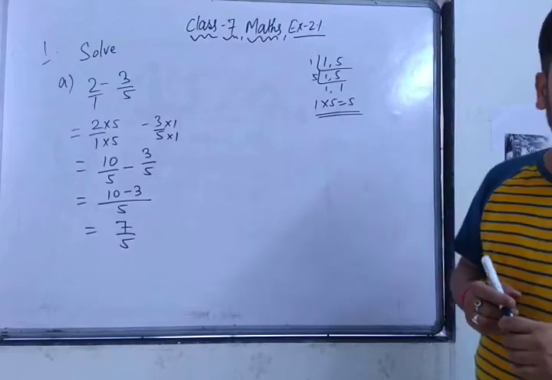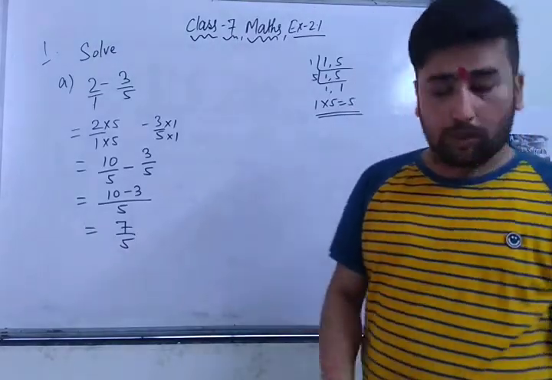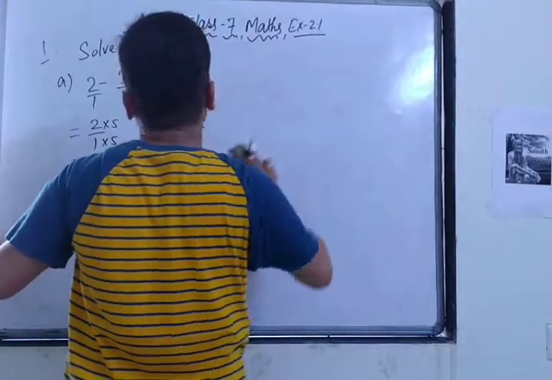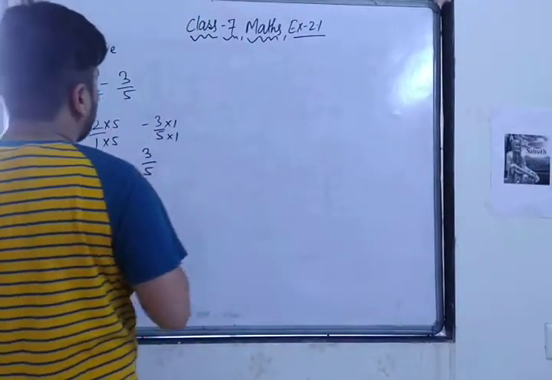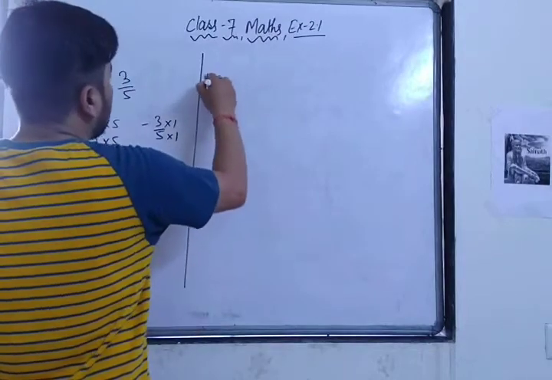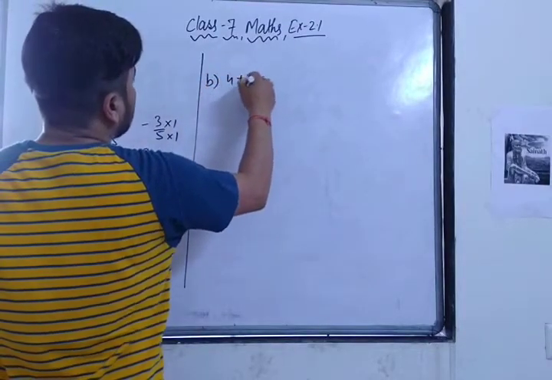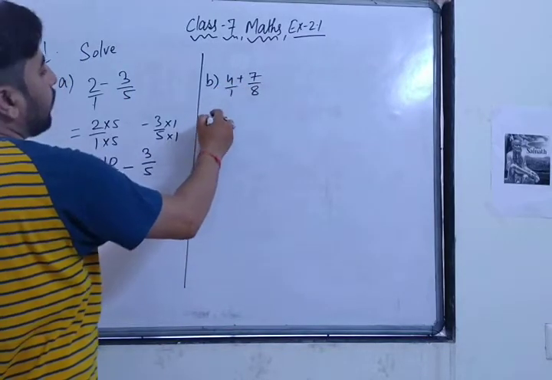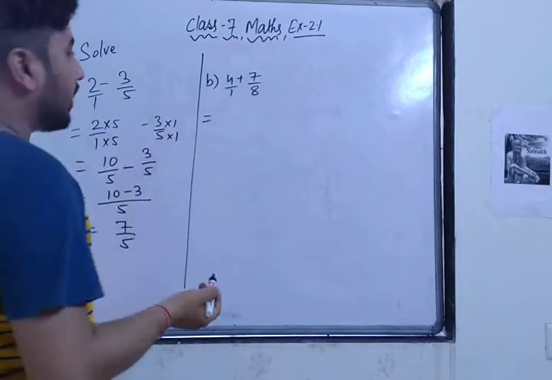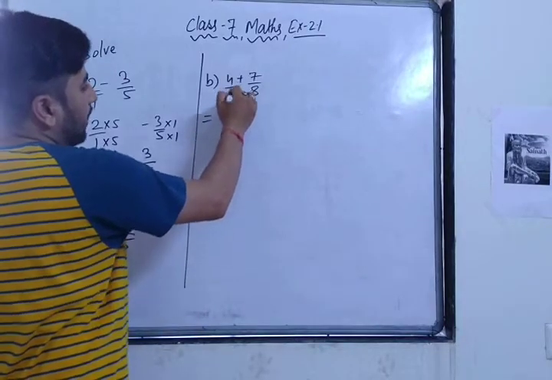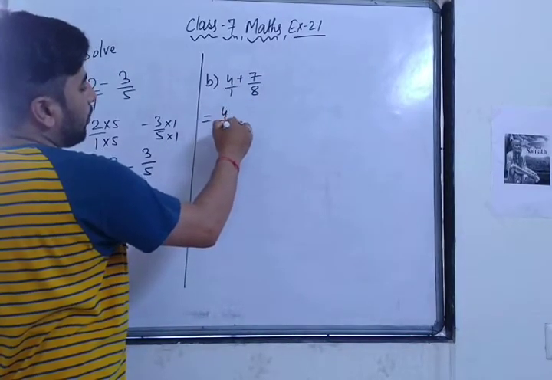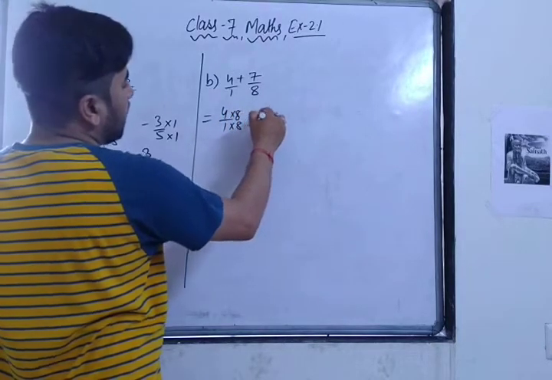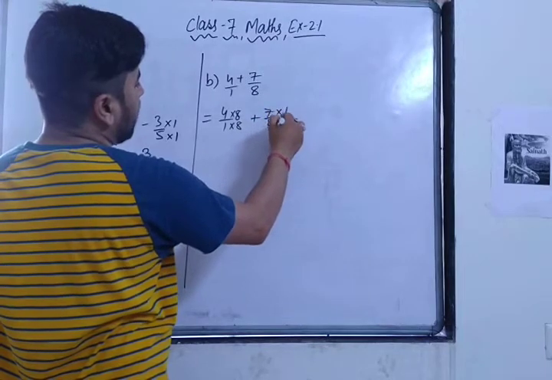The second question is the same: 4 plus 7 by 8. 4 plus 7 by 8. How will you solve this question? Can you tell me? 4 plus 7 by 8. Question number 2, B. Same question. What you have to find? Nothing is there here, 1. LCM of 1 and 8 will be 8 only. Right? So how will we make 8 this? By multiplying by 8 on both sides. 4 upon 1 into 8 upon 8. Right? And plus 7 by 8 into 1 upon 1.